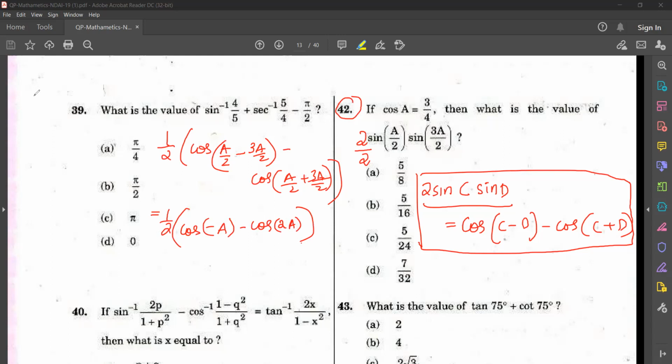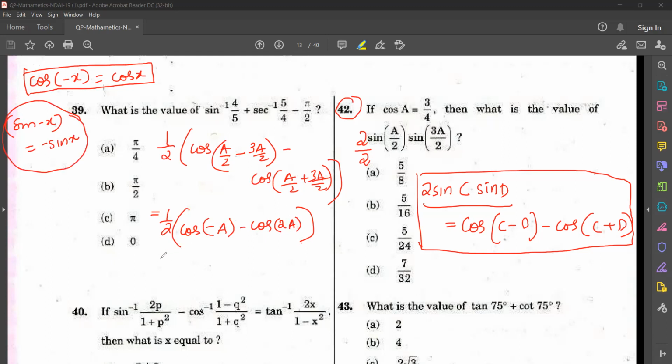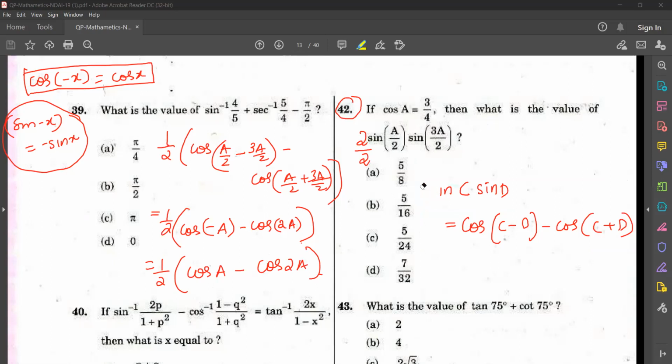Now we know that cos minus x is nothing but cos x. If you don't know, write this: cos minus x is cos x, sine minus x is minus sine x. Please write down these two formulas also. So I can write this as half of cos A minus cos 2A. Now they have already given you cos A, so just substitute that. I'm writing the remaining part over here.